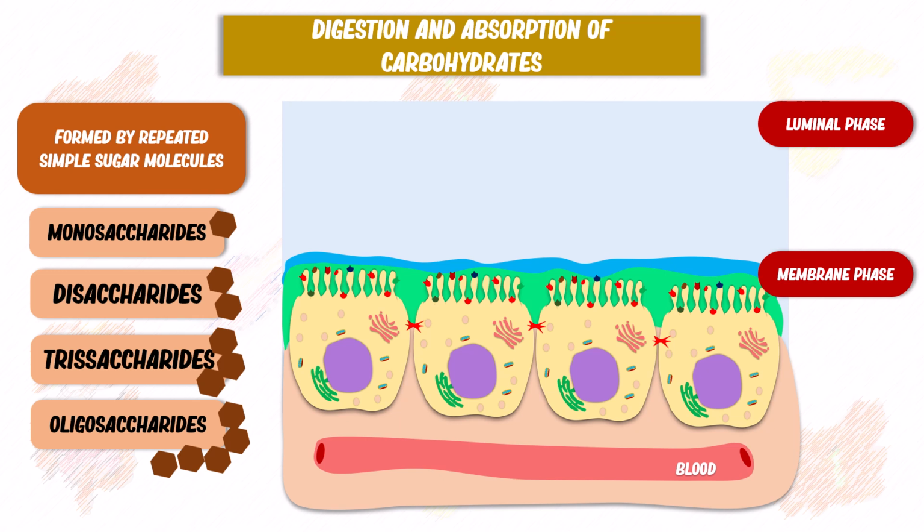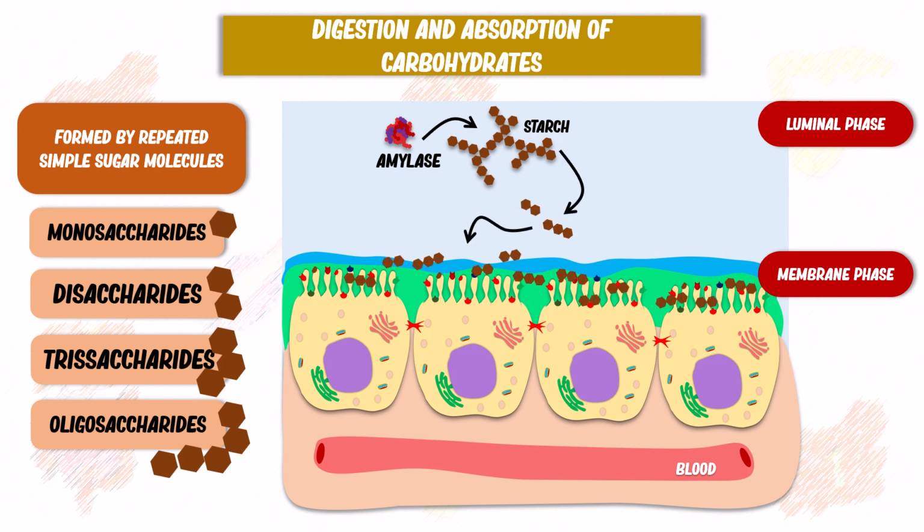The enzyme responsible for starch digestion is amylase, which is secreted by the pancreas and by the saliva in some species. Amylase breaks starch down into polysaccharides, trisaccharides, and disaccharides. These products then move to the membrane phase, along with the other carbohydrates.